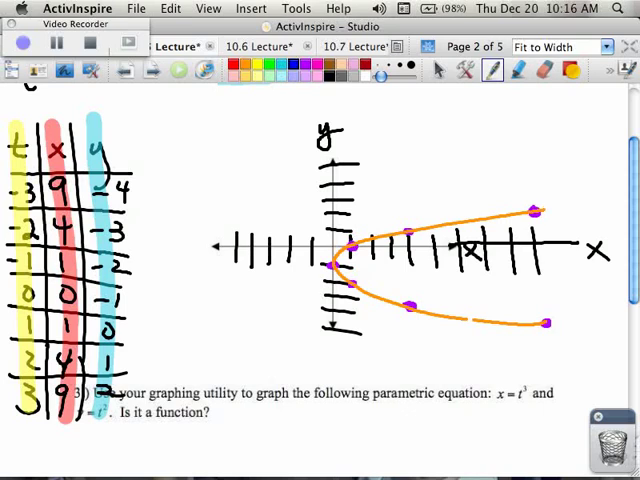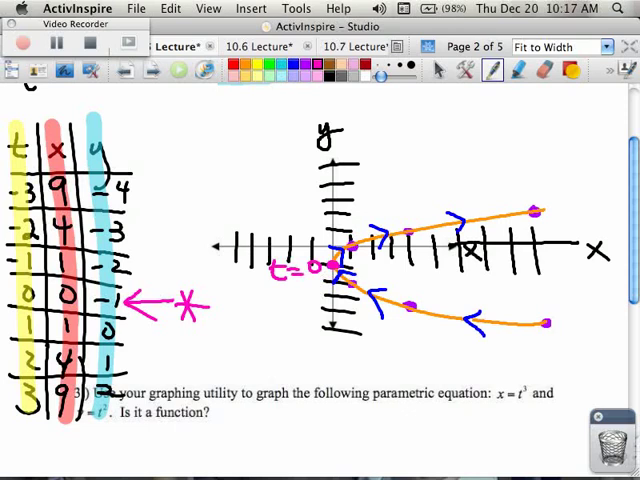You can see that the motion is in this direction. And if I wanted to name any point, like let's say I wanted to pick the point 0, negative 1, right here, and I said, hey, when did that point occur? It occurred at time equal to 0. So the parameter tells you when. It also helps indicate the direction.